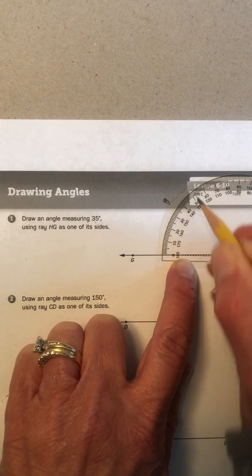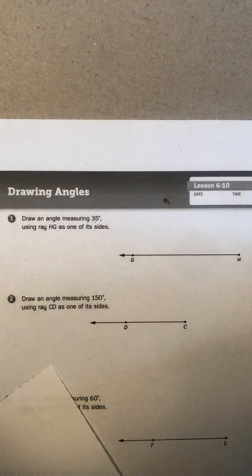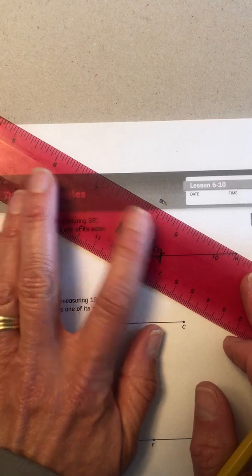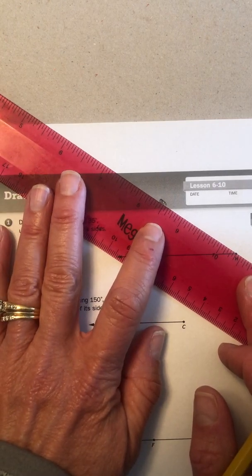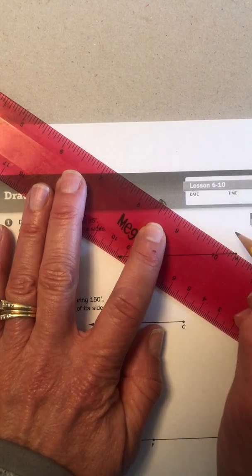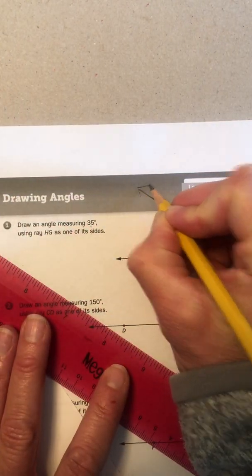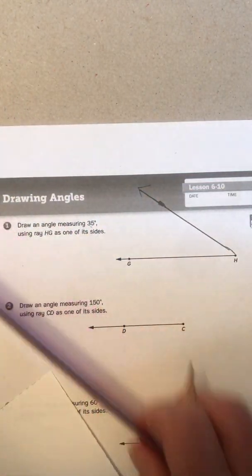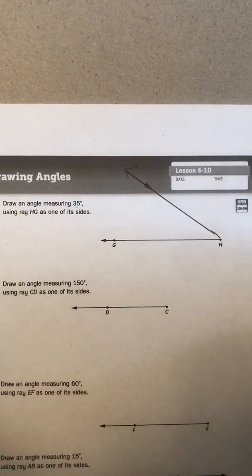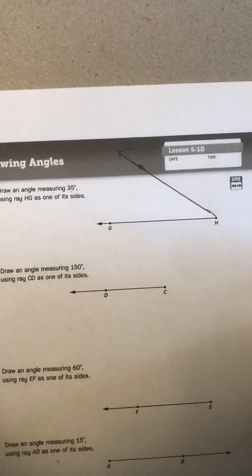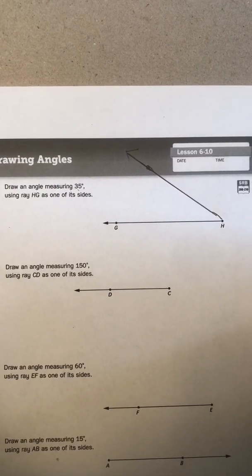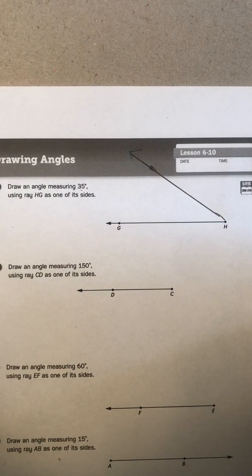I'm going to just make a little dot there. Then I'm going to use my ruler, and I'm going to connect point H, the vertex, to the point I just drew and extend that line. Don't freehand it, actually use a straight edge. All right, moving on to number 2. Draw an angle that measures 150 degrees using ray CD as one of its sides.